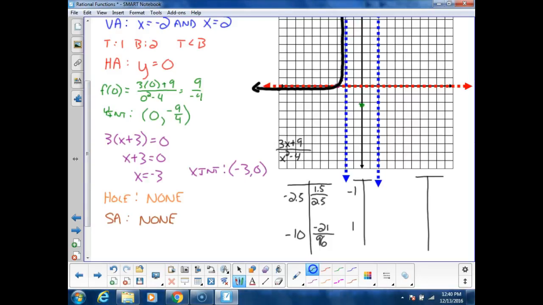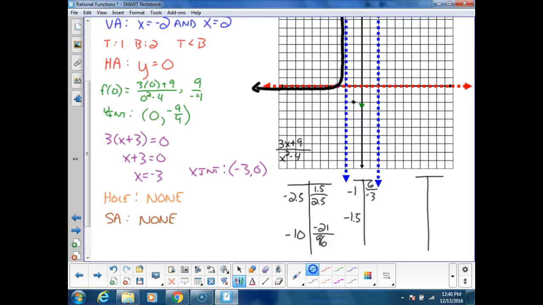Now, positive 1 and negative 1. So that's going to be negative 3 plus 9 is 6. 1 minus 4 is negative 3. That gives me negative 2. So it appears that I have an upward swing there. Agreed? Okay, let's try one just to make sure in between negative 1 and negative 2. So let's go with negative 1.5.